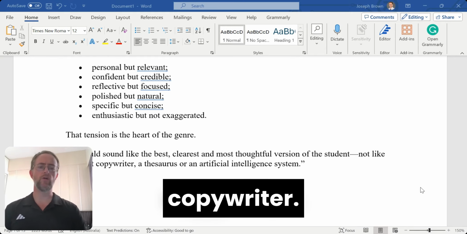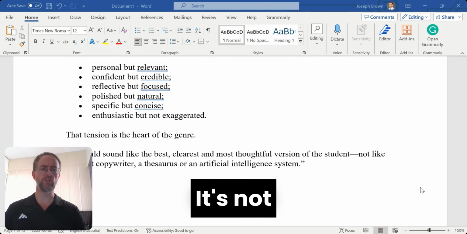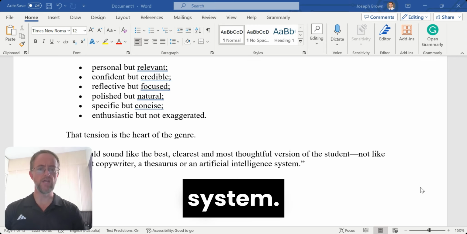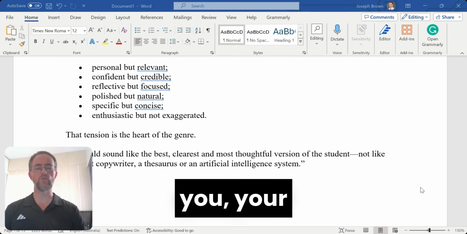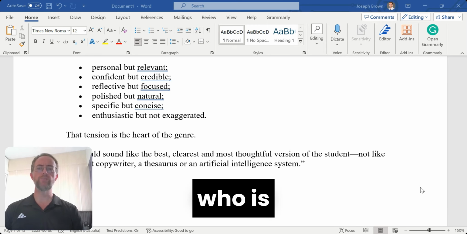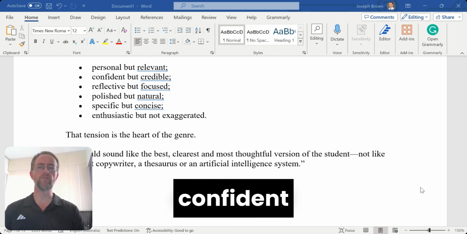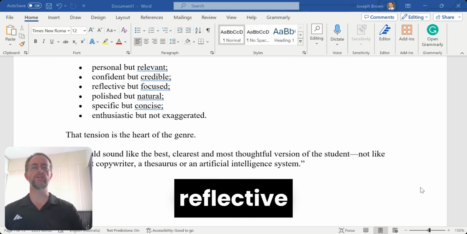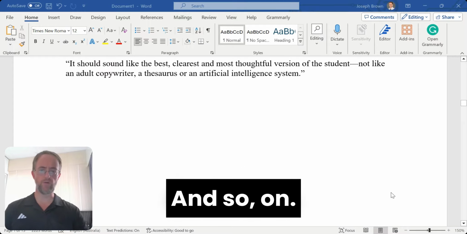Not like an adult copywriter. It's not a thesaurus. It's not an artificial intelligence system. It should sound like you, your best version, who is personal but relevant, who is confident but credible, who is reflective but focused, and so on.